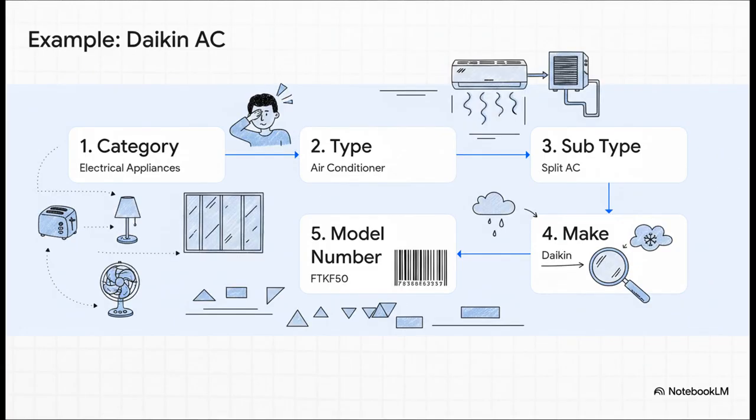Let's make this really concrete with an example. Say we just got a new Daikin air conditioner. For step 1, its asset category is electrical appliances. For step 2, its type is air conditioner. We get more specific for step 3, the subtype, which is split AC. Step 4 is the make, which is Daikin. And finally, step 5 is the model number, FTKF50. Just like that, we've gone from a broad category to an exact item.